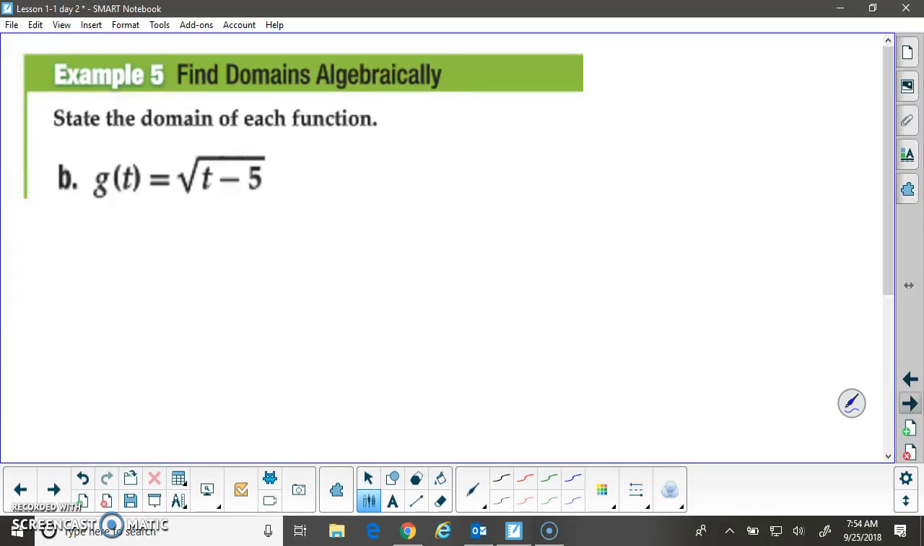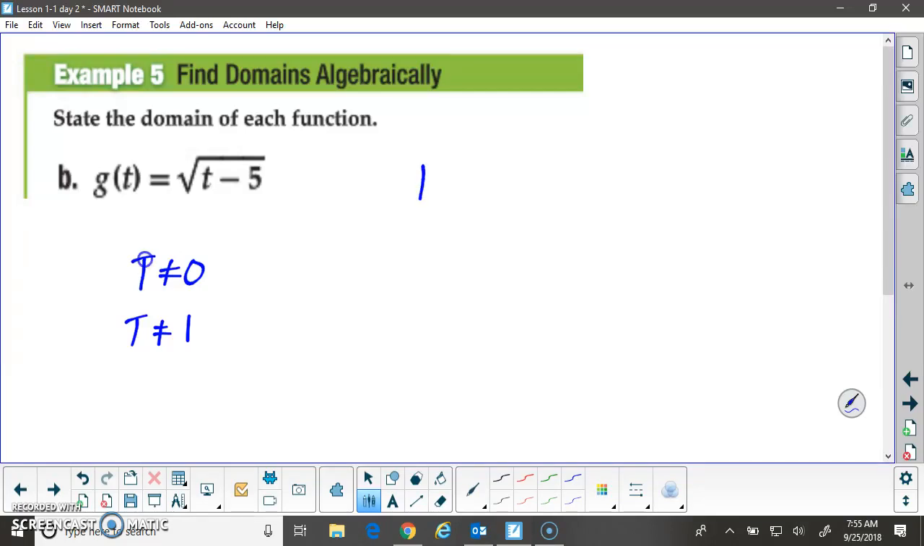So as an example, I cannot put a t-value of 0 into this function, because if we do that, we'll get the square root of negative 5. And you can't calculate that. There's many other values that you cannot put in, like I cannot put in t equals 1, because if you put in 1 for t, you get the square root of negative 4.